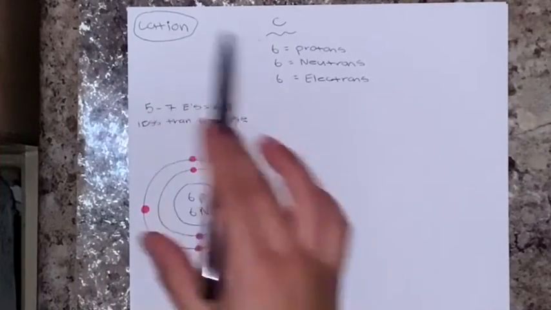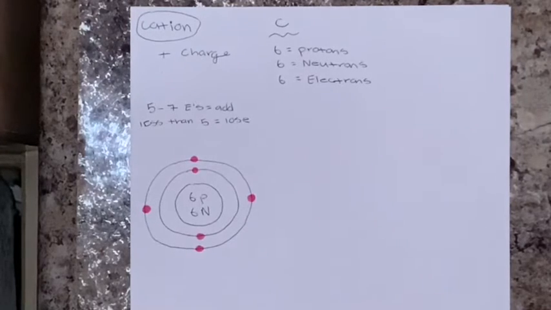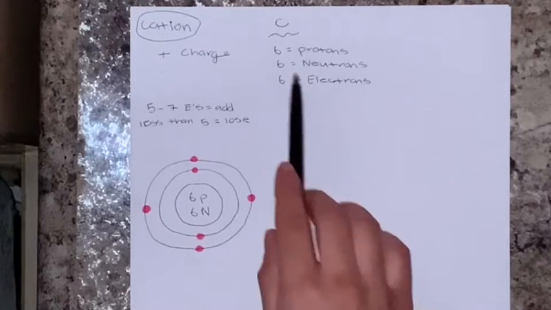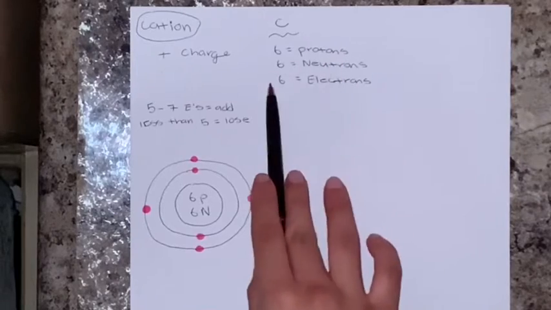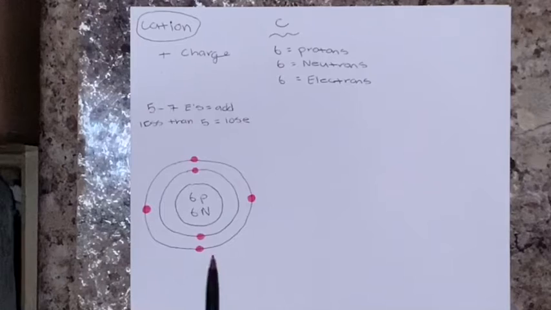Here I'm going to be showing you 2 examples, one of a cation and one of an anion, and I'm going to be showing them now. To look at a cation, which is basically a positive charge, we're looking at carbon. Carbon has 6 protons, 6 neutrons, and 6 electrons, and this makes a neutral atom. So this is carbon's neutral atom.